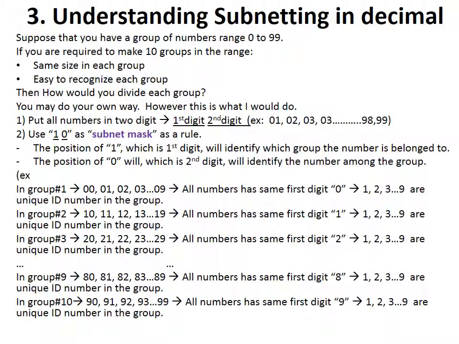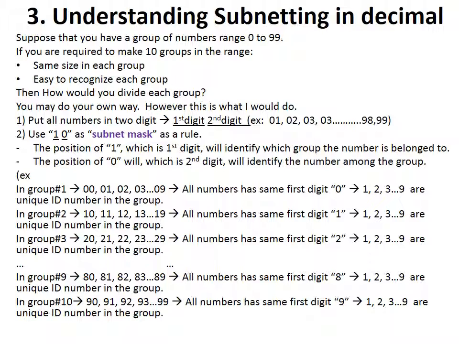This is an example of how to develop a system for subnet. Suppose that you have a group of numbers ranging from 0 to 99. If you are required to make 10 groups in the range, with the same size in each group and easy to recognize each group, how would you divide them? This is what I would do. First, put all numbers in 2-digit format: first digit and second digit, for example, 01, 02, 03, 04, 98, 99.